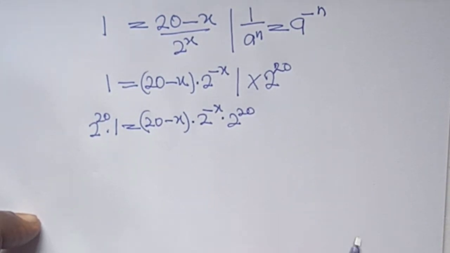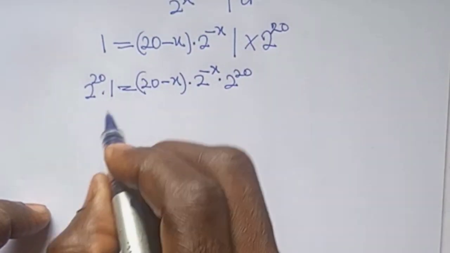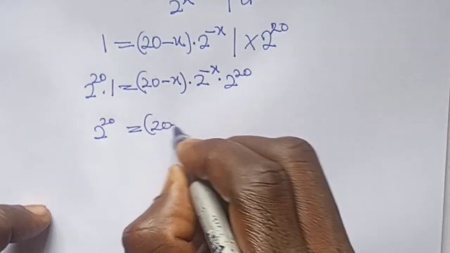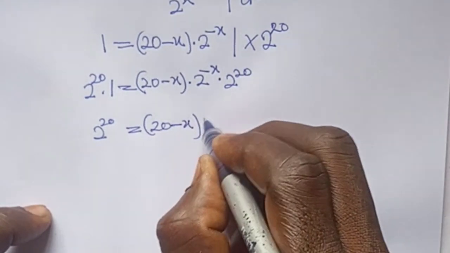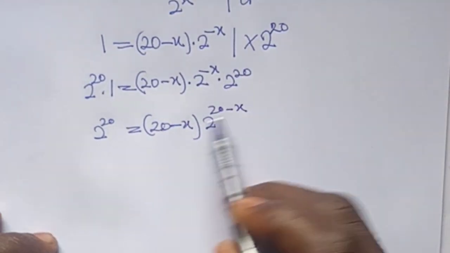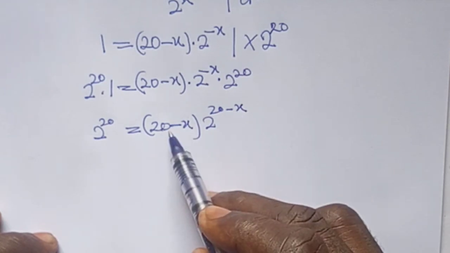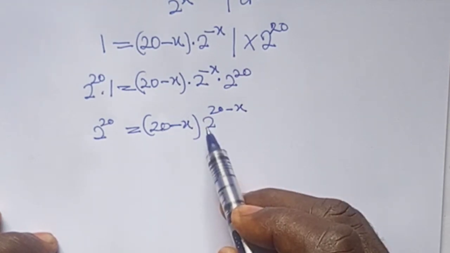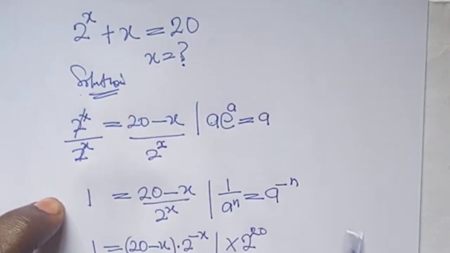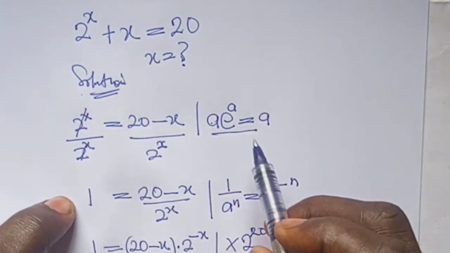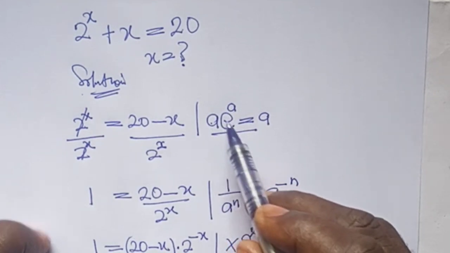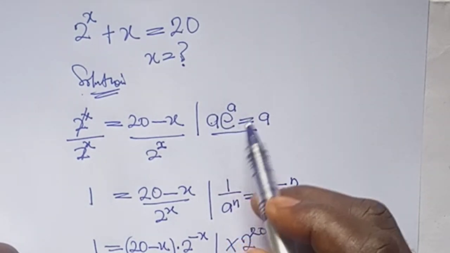So let's continue. The next line becomes 2 to the power of 20 equals 20 minus x times 2 to the power of 20 minus x. Here, the power and the base are the same, but we need to transform the 2 to an exponential. Why do we want to do that? Because we want to employ the Lambert function. Since we have the power and the base the same, our responsibility is to transform the 2 to an exponential.